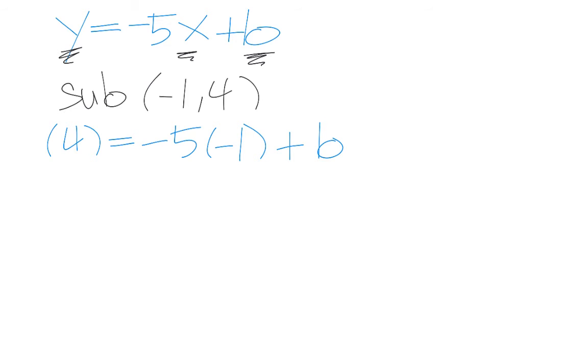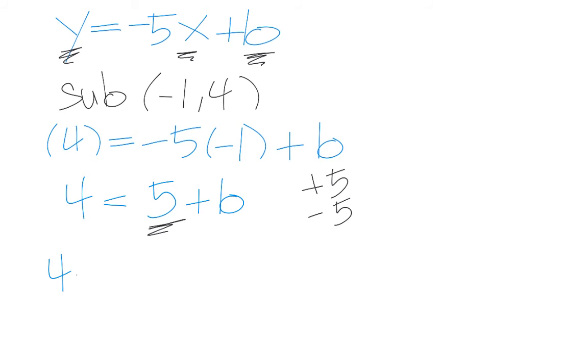Let's clean up some of these numbers. The 4 doesn't need to be in brackets anymore. Negative 5 times negative 1. Remember, 5 times 1 is 5, and a negative number times a negative number makes a positive number. I'm not going to write the sign in, however. At this point, b is still stuck with this 5. The opposite of 5, remember 5 is considered positive 5, the opposite is negative 5. Therefore, I'm going to subtract 5 from both sides.